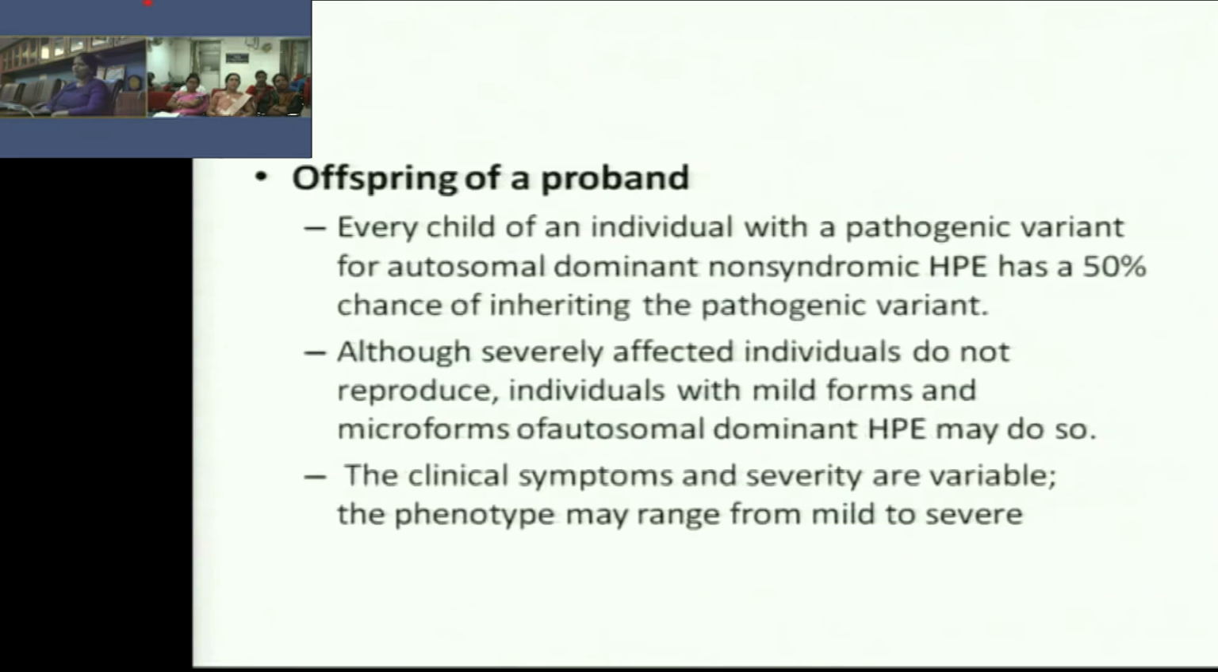So, what about the offspring? Every child of an individual with a pathogenic variant for an autosomal dominant condition will have a 50% chance of inheriting it. Although severely affected individuals do not reproduce, individuals with mild forms and microforms may do so. So, they have a 50% chance of affected offspring. The clinical symptoms and severity are variable. The phenotype may range from mild to severe.